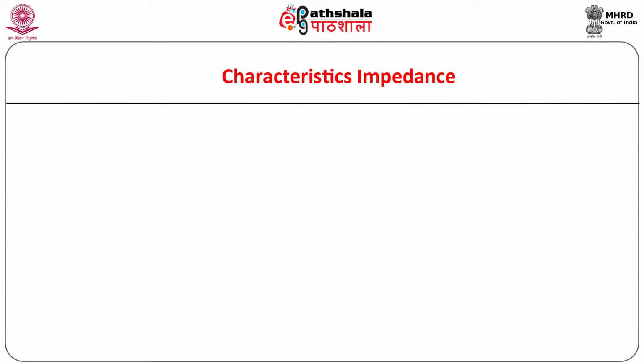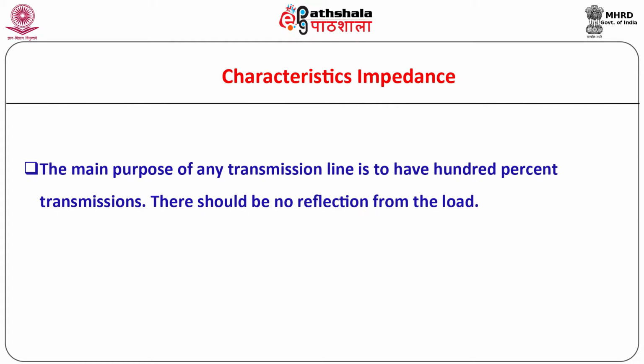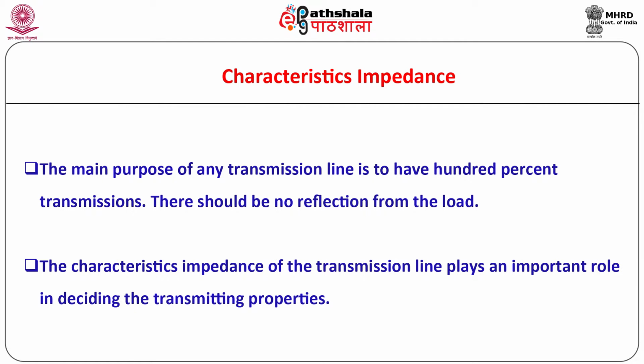So far, we have discussed types of transmission media, transmission line parameters, and some other elementary aspects related to transmission lines. The main purpose of any transmission line is to have 100% transmission. There should be no reflection from the load. However, to fulfill this requirement, there are some problems. For getting answers to the question of what the problems are, we must know about the term impedance of a transmission line.